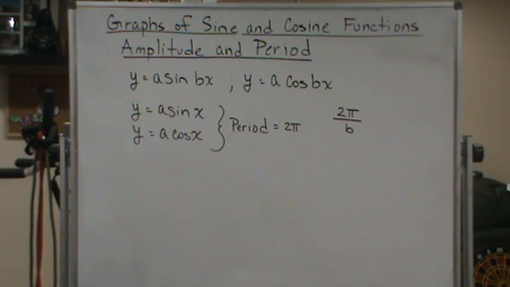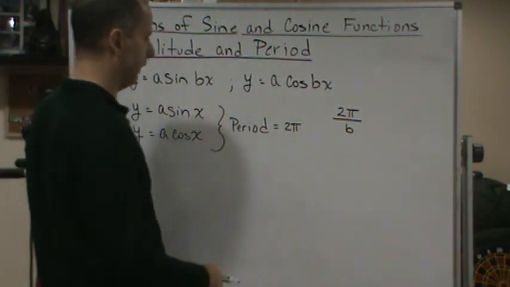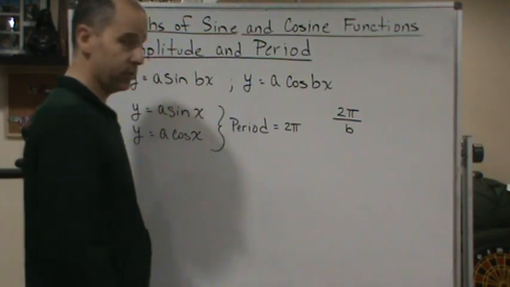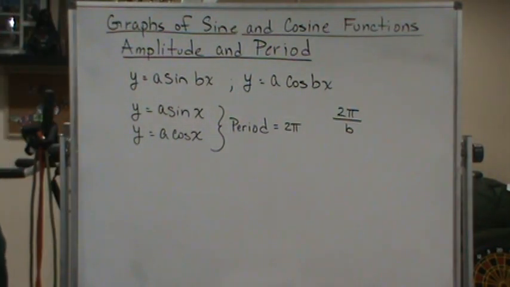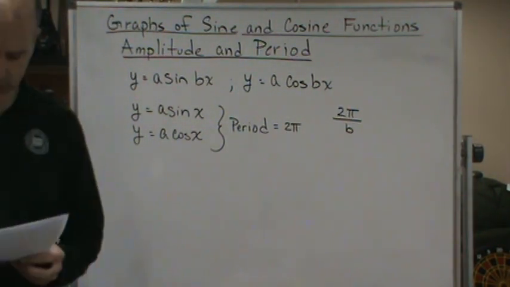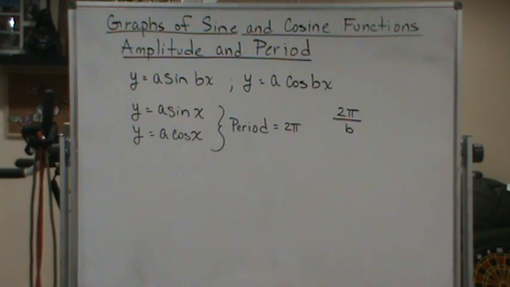So the period does change. The period is dependent on what B is. Obviously, if B is 1, then the period is 2 pi. Okay, so we'll introduce the definition of a period for these two functions, and then we'll do some examples.